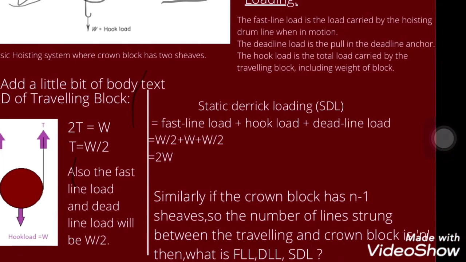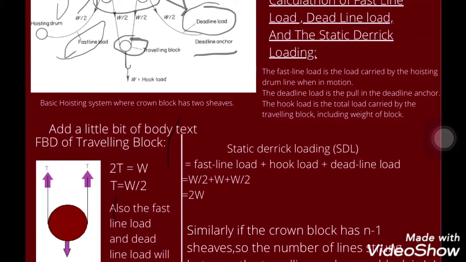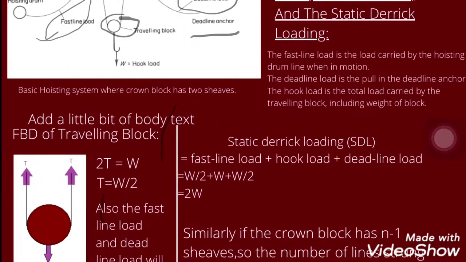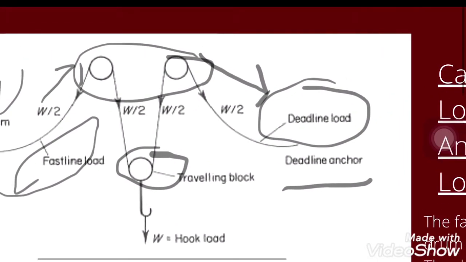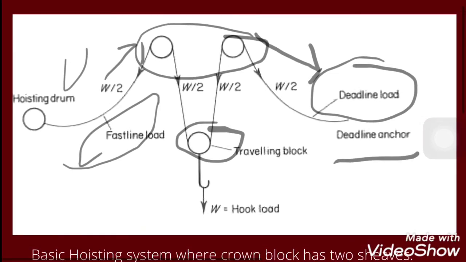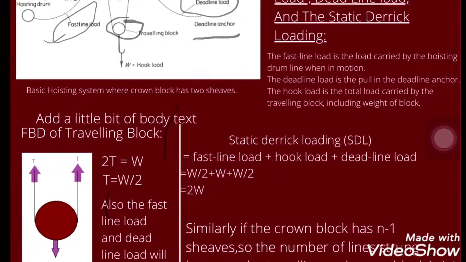Now moving on to static direct loading. Static direct loading is nothing but the total load that the derrick or the mast is supporting. So it will be equal to the fast line load plus hook load plus dead line load. As you can see from this figure, the derrick will be supporting this hook load as well as fast line load and dead line load. So in this case the static direct loading will be equal to W by 2 plus W by 2 plus W, which will be equal to 2W.